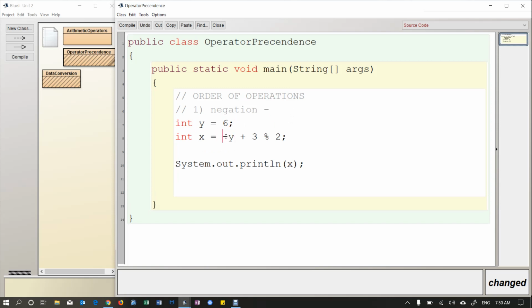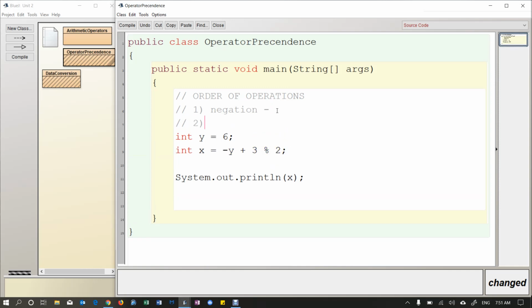So yes, you are allowed to do this. You could just say negative y instead of negative 1 times y. That works also, but you can actually just add a negative sign, and that multiplies by negative 1. So this is called negation, and that happens first. That takes first precedence over all these operators.